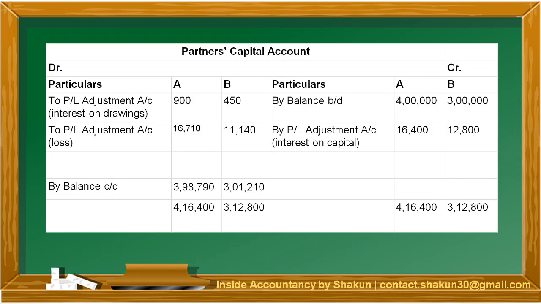Why have we taken these balances? Because we do not need to put drawings again in the partners' capital account. So such kind of adjustments need not be made. That is why we have taken the closing balances here and made the further adjustments.